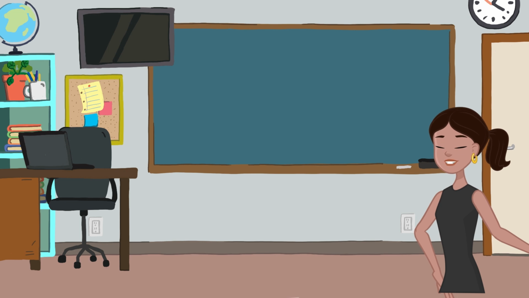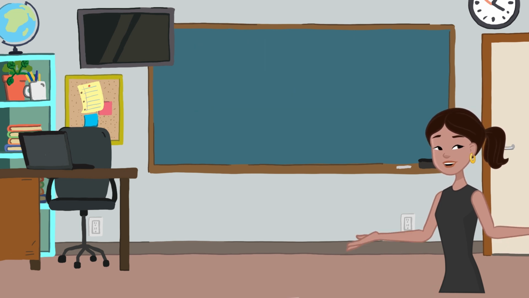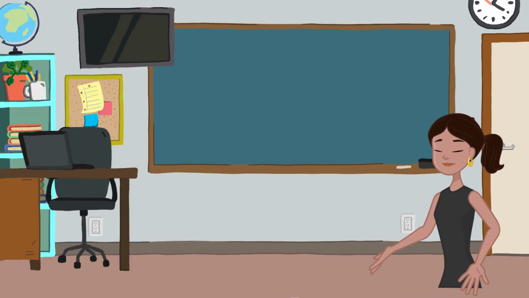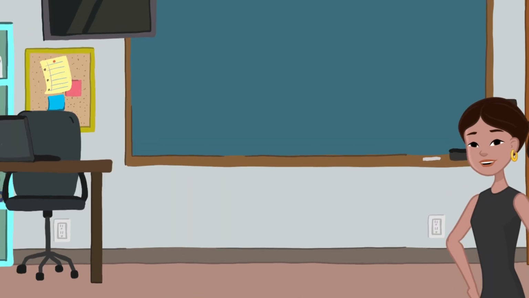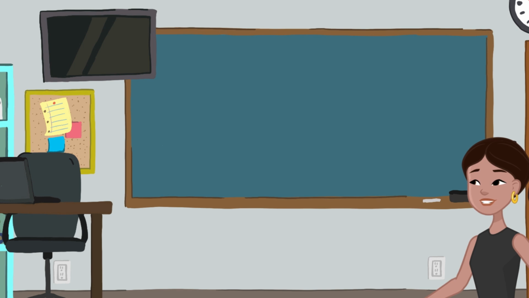We use it for an action that is happening at this very moment. Think about it. Right now, what are you doing? I'm learning English. Exactly. And what am I doing? You are teaching. Perfect. So these actions are happening right now. So we use the present continuous tense to refer to them.